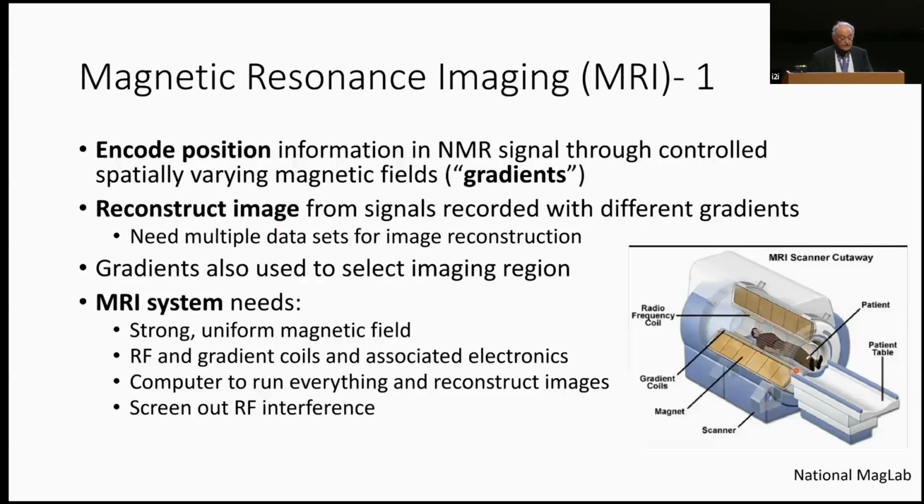We have the very strong magnetic field just to create the magnetization that's going to be used to do things. We have RF and gradient coils to create the excitation, to detect the resulting signal, to encode position, and all the associated electronics to drive those, and a computer or multiple computers to run everything and do the image reconstruction. Finally, all this is enclosed within a room that's designed to screen out any artificial external interference, because the signals are very weak.